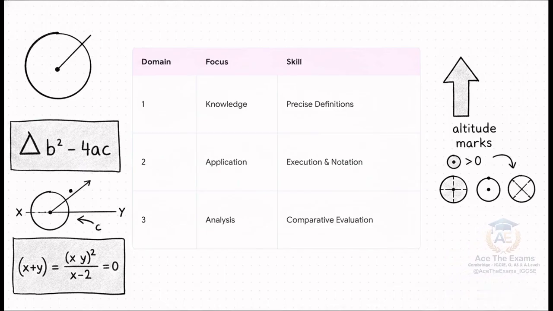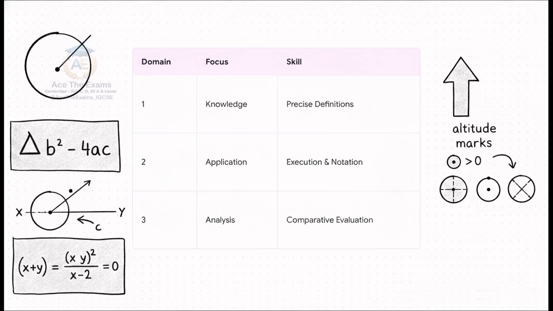Domain 2 is application. This is all about execution and notation. This is your raw ability to flawlessly substitute that linear equation into the circle's equation, expand all the algebra without a single sign error, set the whole thing to 0, and correctly extract A, B, and C. Domain 3 is analysis. This is your comparative evaluation. This is the big finale, where you compare your calculated discriminant directly to 0, evaluate the real meaning of that specific comparison, and then draw a fully justified geometric conclusion.